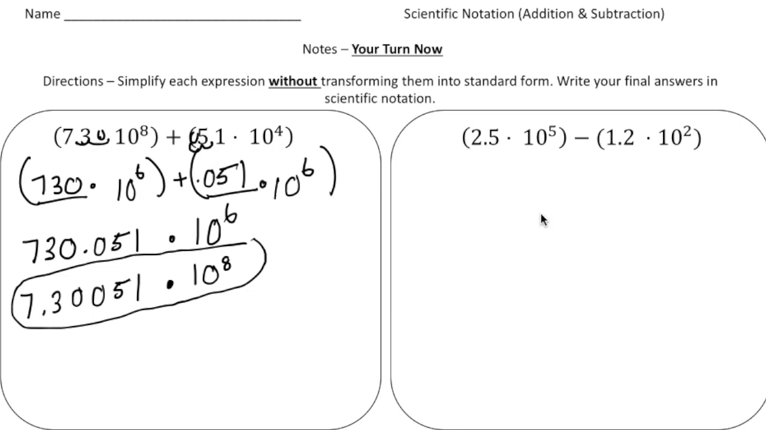All right, take a look at the next one here. Here we have 2.5 times 10 to the 5th minus 1.2 times 10 squared. Okay, and this time our powers are 5 and 2, right? So there really isn't a number right between 5 and 2, so I'm going to go with, how about 10 to the 3rd power?